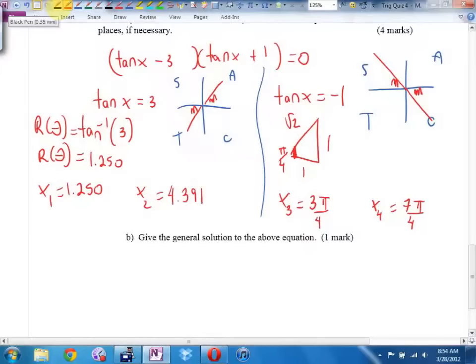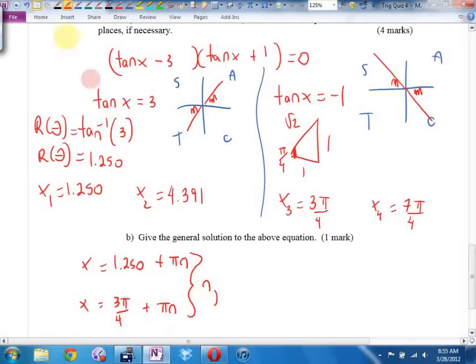The general solution is write your principal roots and then, Sabrina, add the period. Careful, ugly cousin. What's the period of tangent? Not 2 pi. What's the period of tangent? Okay, so it's going to be where n is integer.